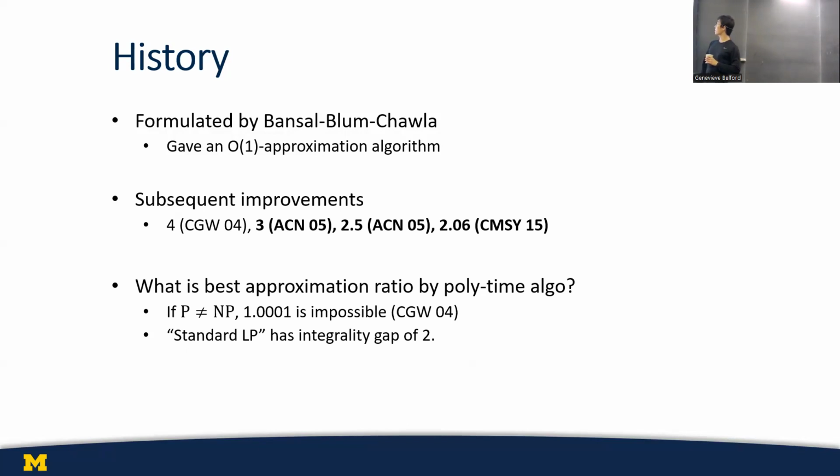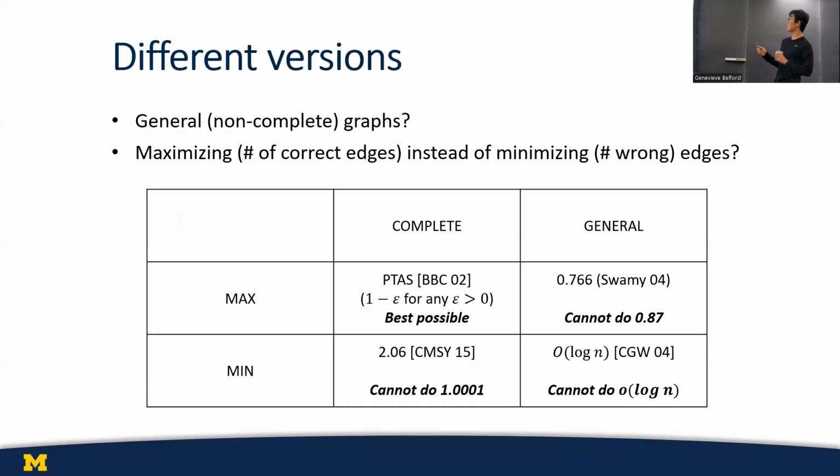And probably more importantly, people somehow thought that 2 might be the barrier for this problem. If you look at the standard LP relaxation of this problem, it has an integrality gap of over 2. People couldn't go beyond 2; they couldn't even match 2, even today. So 2 was thought of as a barrier. And then we overcame it.